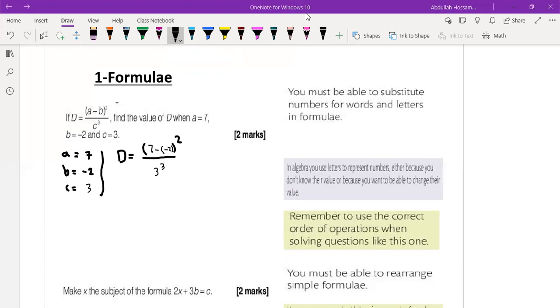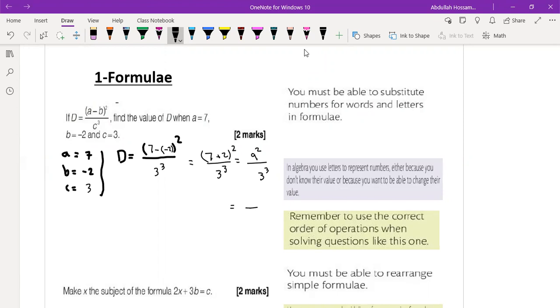always remember the order of operation. Okay? When you solve these questions, you need to remember the order of operation. So here, you need to add or subtract first. So here, 7 minus -2, it will be +2. 7 plus 2 squared over 3 cubed. Then 7 plus 2 is 9 squared over 3 cubed.